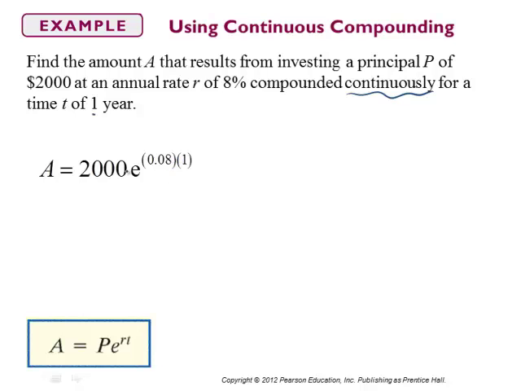So now you have 2,000 times e to the 0.08. Pull out your calculator and see if you can evaluate this. So tell me what this is.